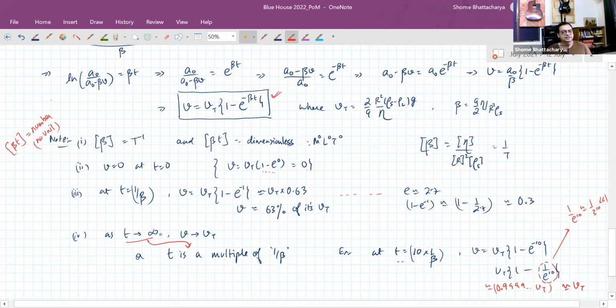Similarly, with t tending to infinity, this exponential factor will become e raised to minus infinity, so it's tending to 0. That's how v is tending to vt, the terminal speed. Hope all these points are clear now. Okay, very good, Jagannath.